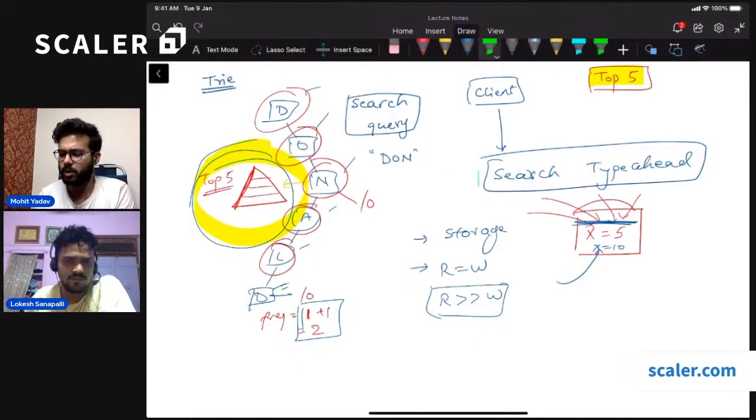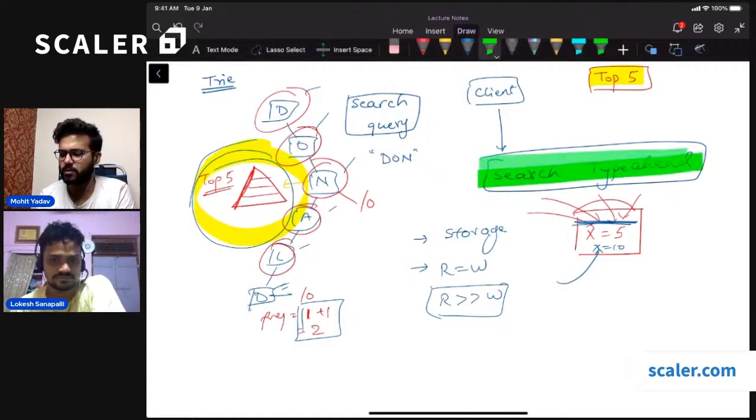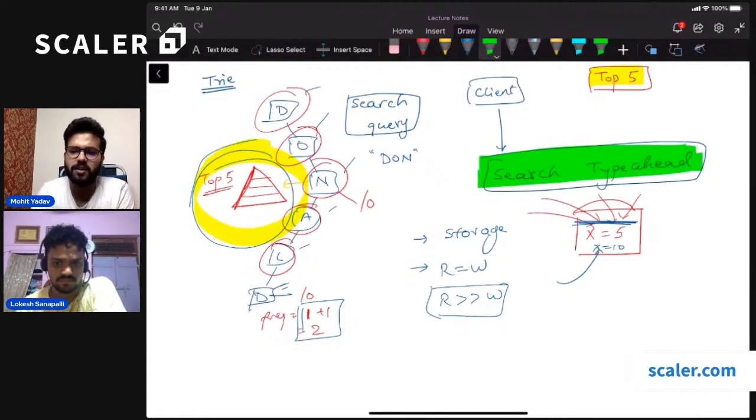By the way, guys, who are looking for what, the question is we are designing a search type ahead.